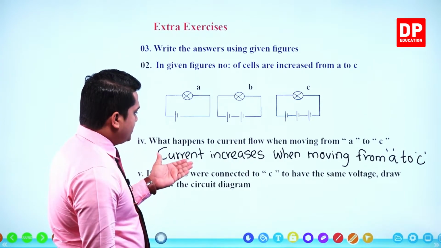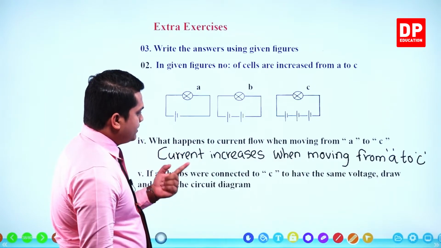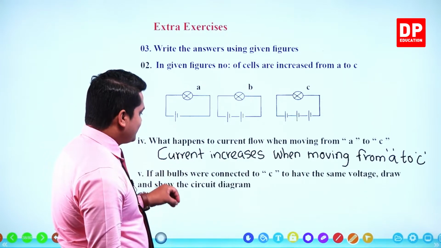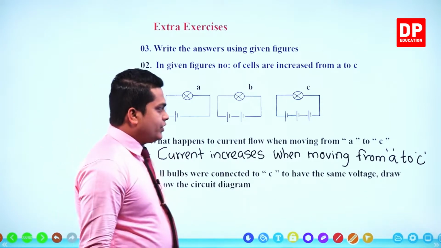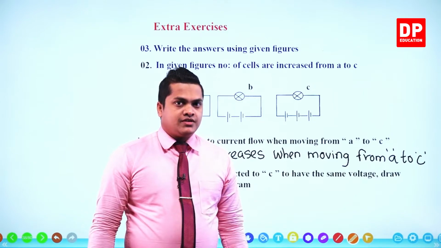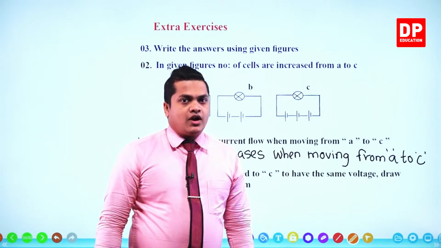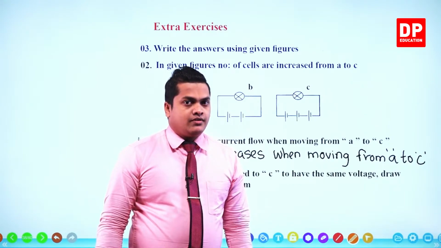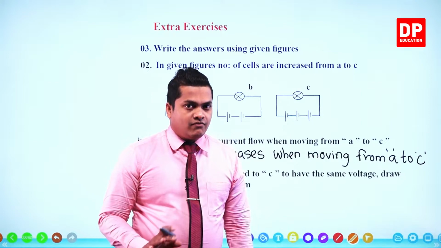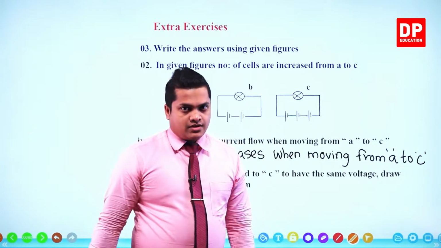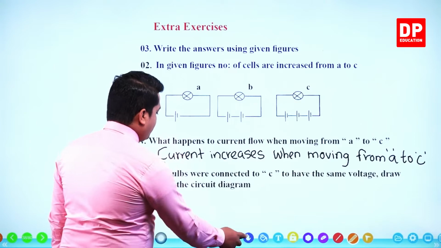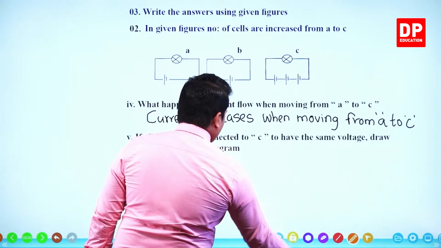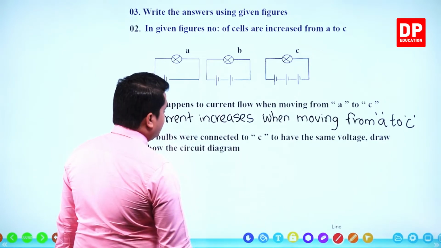If all bulbs were connected to C to have the same voltage, draw and show the circuit diagram. In order to have the same voltage, same potential difference, you have to connect that thing in a parallel connection, my dear children, right? Always remember, if it is given as same voltage, it should be a parallel connection. So, we'll draw the circuit symbol for this thing then. Always use straight lines when you are drawing circuit symbol.